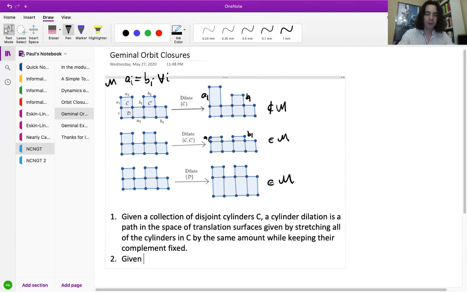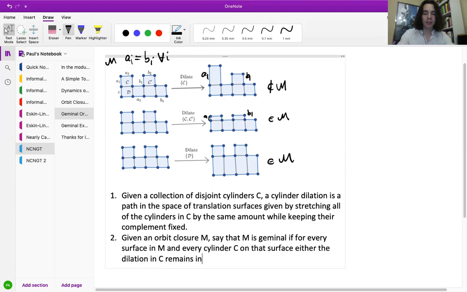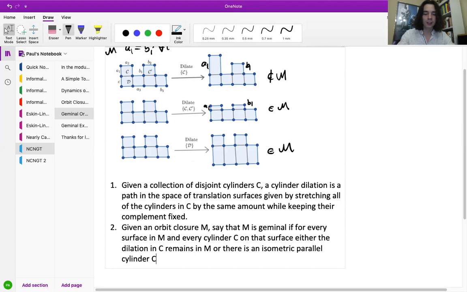So we'll say, given an orbit closure M, say that M is geminal if for every surface in M and every cylinder C on that surface, either the cylinder dilation in C remains in M, as in the third case, like D, where dilating it causes us to remain in the orbit closure, or there is an isometric parallel cylinder, C prime, so that dilating C and C prime remains in M.